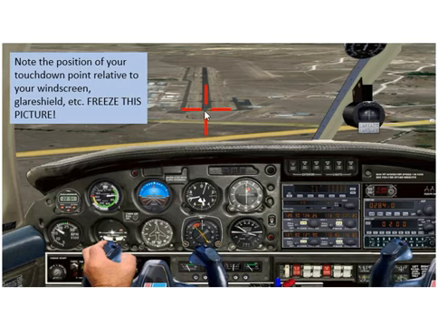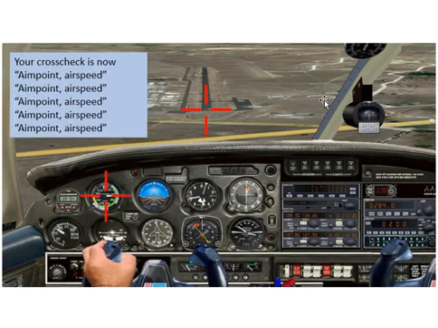So same thing here. Some little white spot that I can't tell what it is, suddenly it turns into a bigger white spot, and then suddenly it's a big 1 and 5 painted numbers for the runway. So these details will begin to emerge as this thing gets bigger. But I don't want it drifting up, and I don't want it drifting down. I'm freezing this picture. Now my cross check is aim point, airspeed. Aim point, airspeed. I'm looking out. I'm looking in. I'm looking out. I'm looking in.